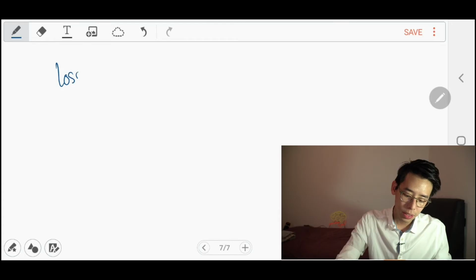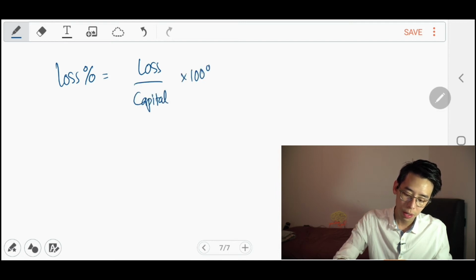So the next thing that I'm going to explain is about loss. I'm not going to go into details on this one because loss is basically the opposite of profit. Loss is when you lose money, when you buy something and then you sell it again to other people. Although loss is the opposite of profit, how you calculate loss percentage is the same as this one. Loss percentage is loss divided by capital times 100%.